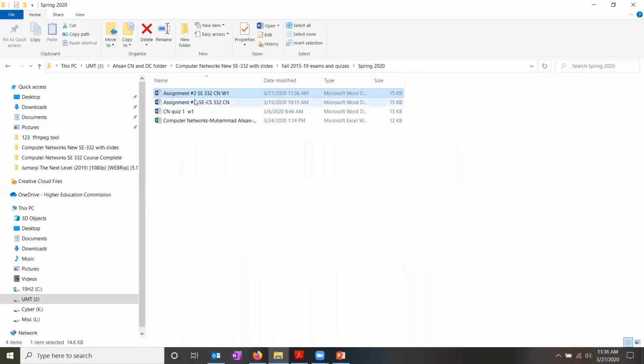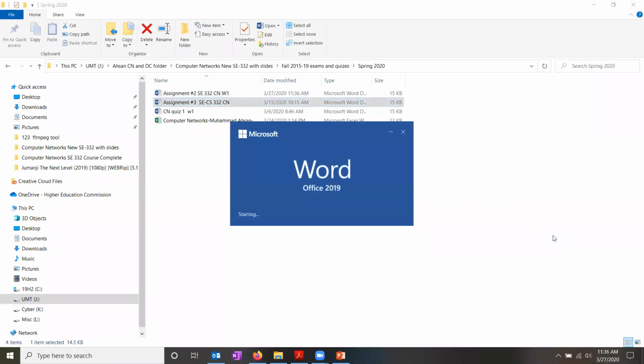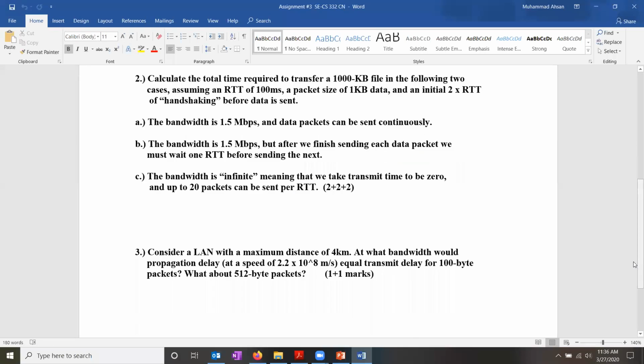Speed of the light is 3 into 10 raised to the power 8 meters per second. And in assignment number 3, let me check. Here you see question number 3. The speed is given as 2.2 into 10 raised to the power 8 meters per second.